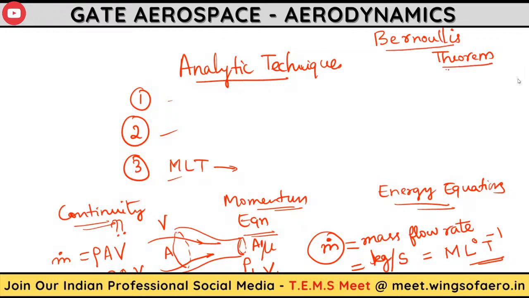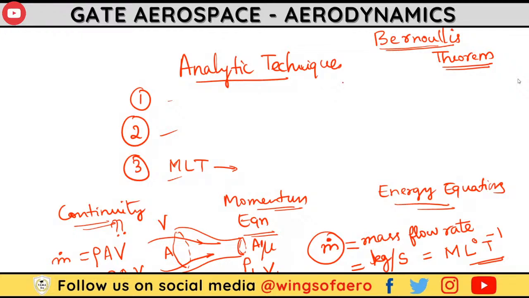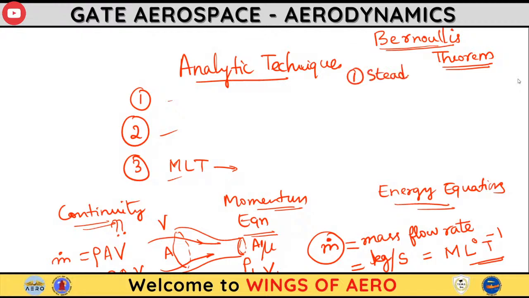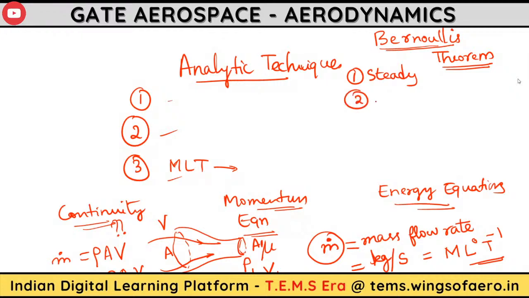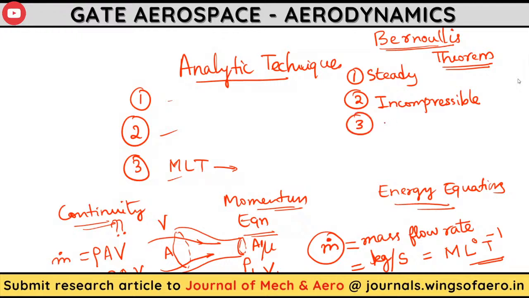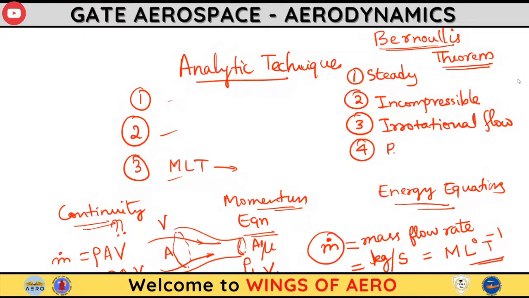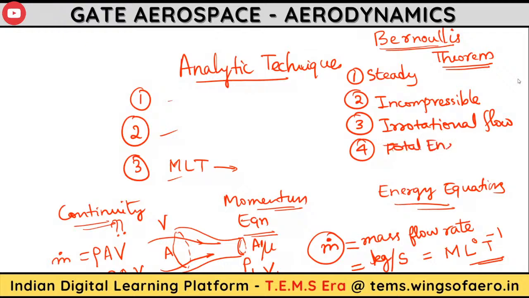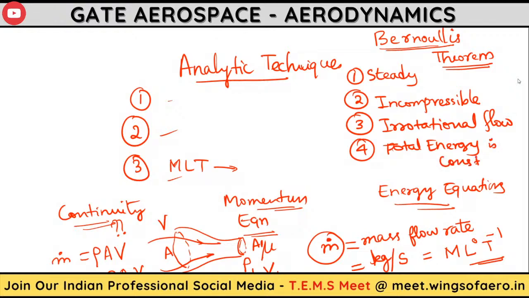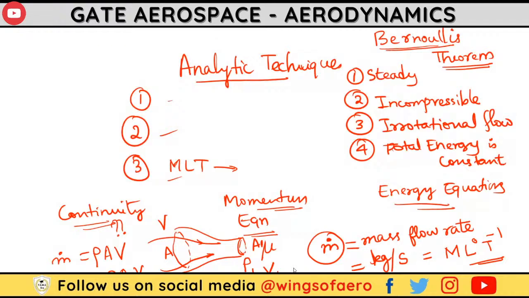Okay. What does Bernoulli's theorem explain? What are the assumptions in Bernoulli's theorem? Can anybody say? The flow is first steady. It is a steady flow. Second, it is an incompressible flow. Third was irrotational flow. Fourth one, what is the fourth one? That is, the total energy is constant. Total energy is constant. Okay, this is the principle.